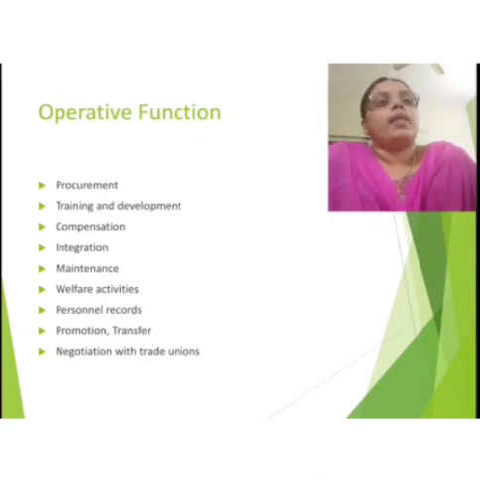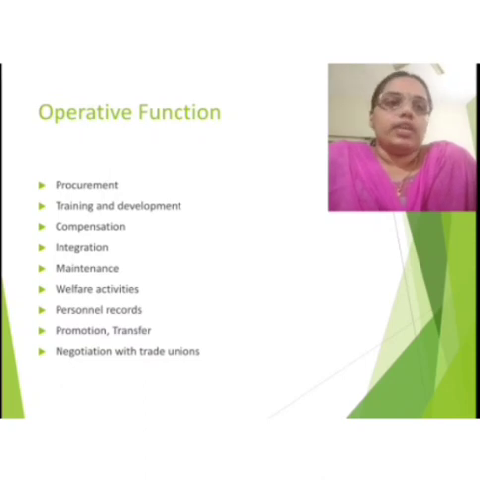After procurement, the next function is training and development. Training and development is given to the employees to increase their skills and proficiency in work. The training is given to the employees at lower level and middle level, whereas the development is given to the management or administrative level people. Lectures, discussions and demonstrations are some of the methods used for giving training to employees.